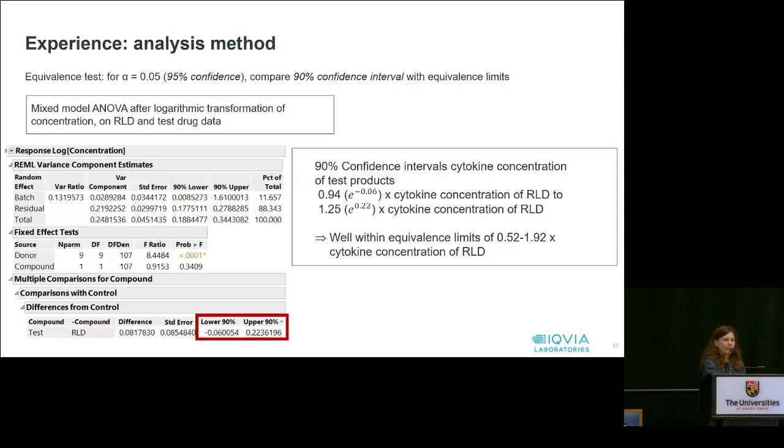So again, here you can back transform the confidence limits to the natural scale. So you see that here we can state with sufficient confidence that the difference between the RLD and the test is between 0.94 and 1.25, which is very well within the equivalence limit. So in this case, we would be able to conclude that the test drug and the RLD are equivalent.